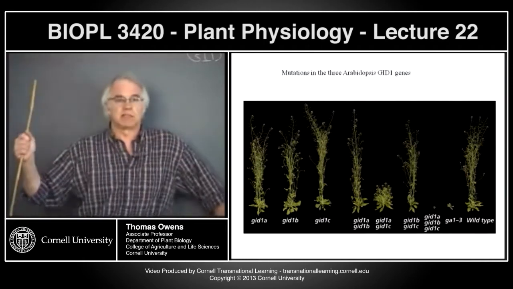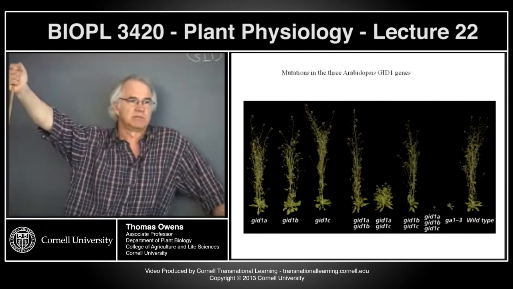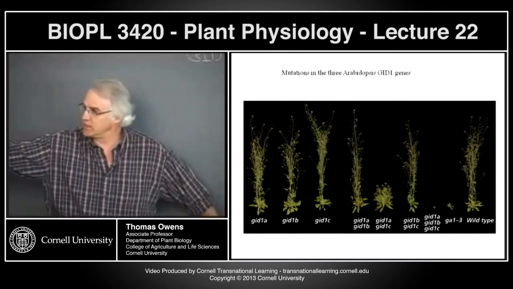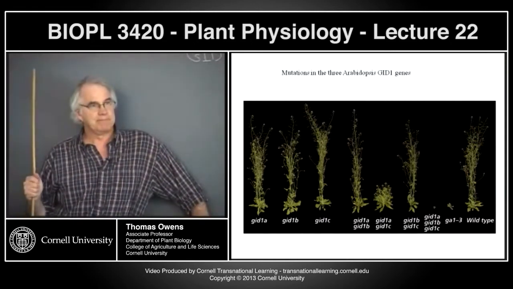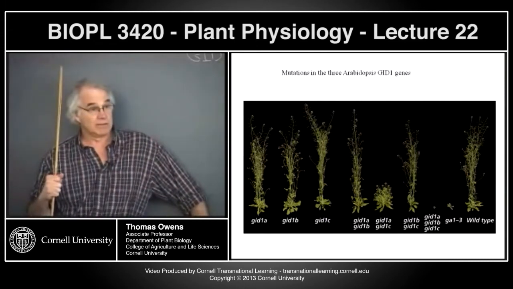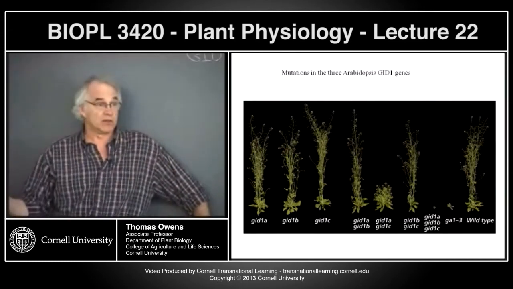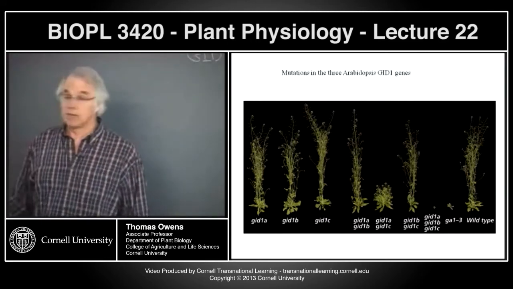So what does that tell us about each of these receptors? Eugene, how about you? The fact that each of these single mutants in either A, B, or C looks the same as wild type. What does that mean? Patrick? They all can do this. They can replace each other, basically, right? If you knock one out, the other two must work just fine because they all look phenotypically the same as wild type. How about if we look at the double mutants?